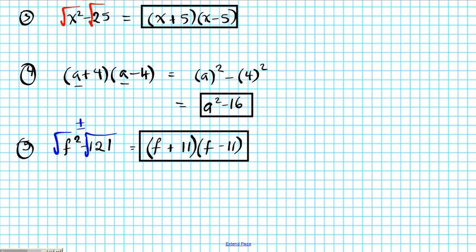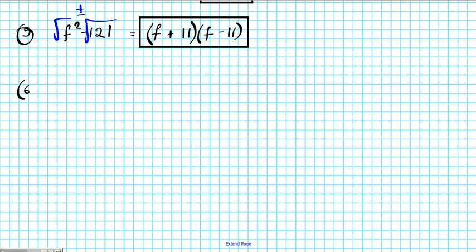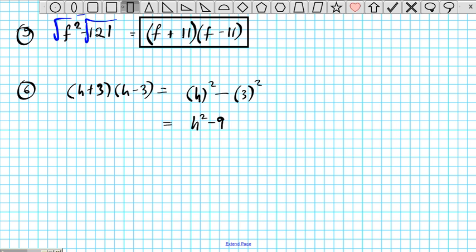Let's go to number 6. For number 6, we have h plus 3 times h minus 3. This is already factored, so we're going to multiply. We have the first term squared minus, remember, difference of squares, the second term squared. If I work this out, I'm going to have h squared minus 9, and that's going to be my final result.